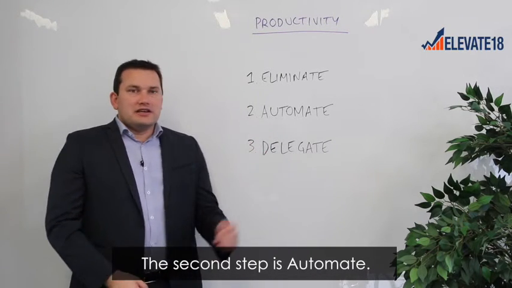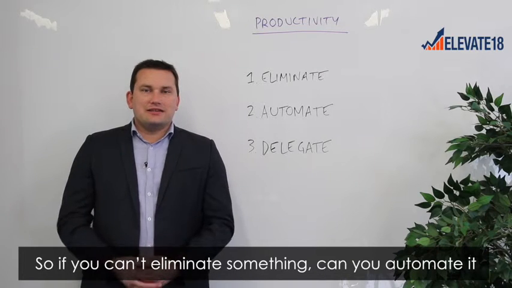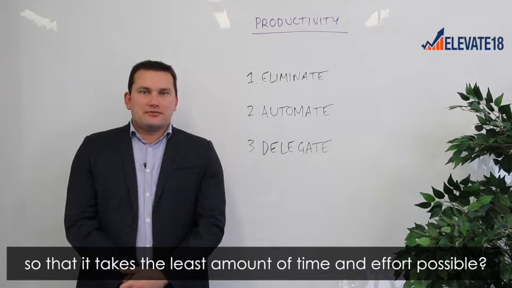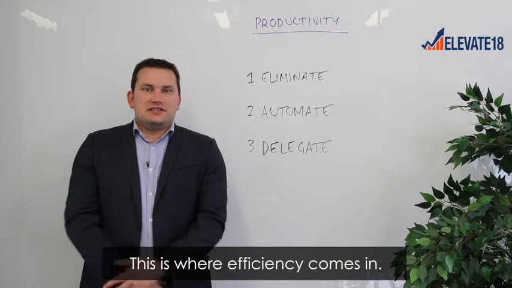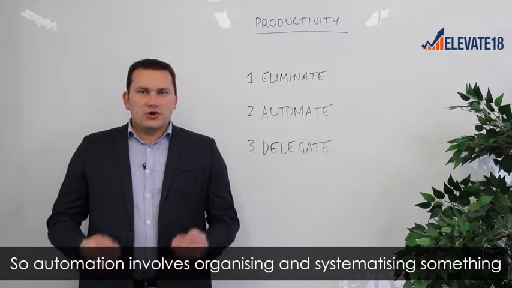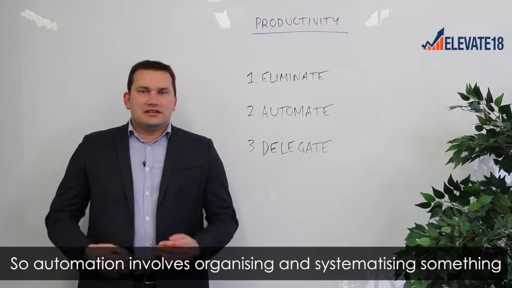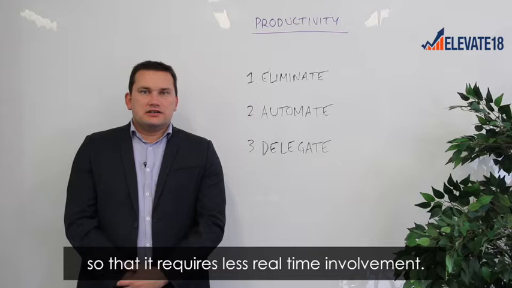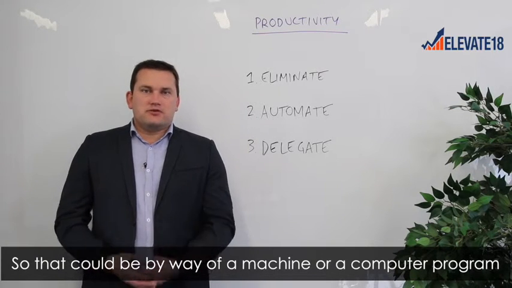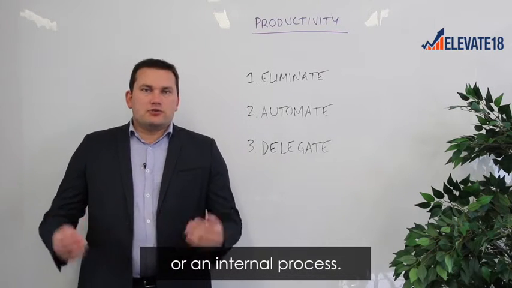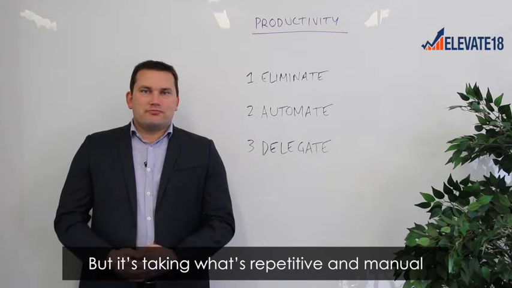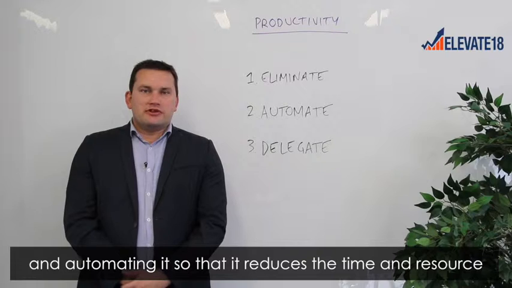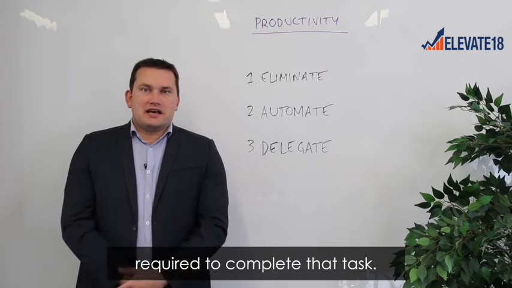The second step is automate. So if you can't eliminate something, can you automate it so that it takes the least amount of time and effort possible? This is where efficiency comes in. So automation involves organising and systematising something so that it requires less real-time involvement. So that could be by way of a machine or a computer program or an internal process, but it's taking what's repetitive and manual and automating it so that it reduces the time and resource required to complete that task.